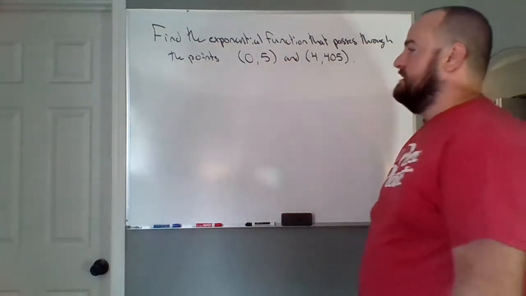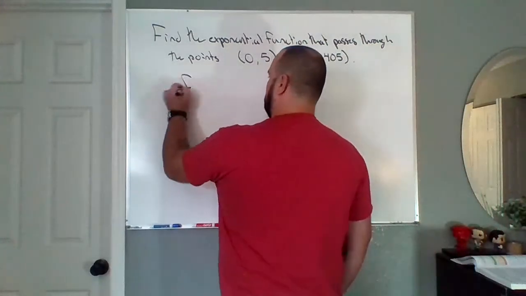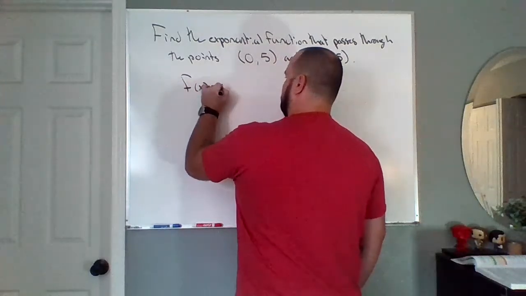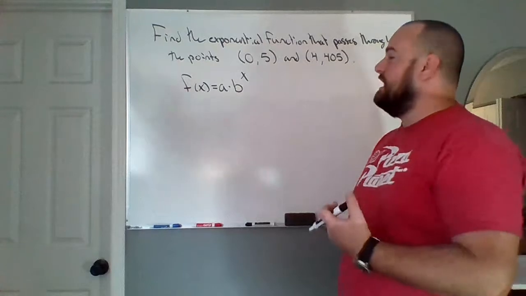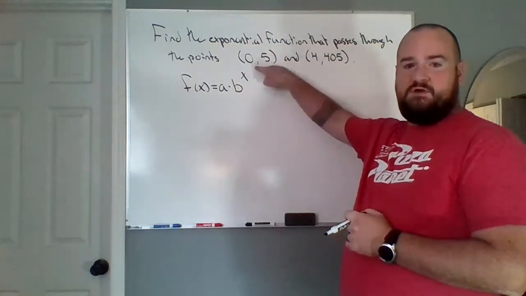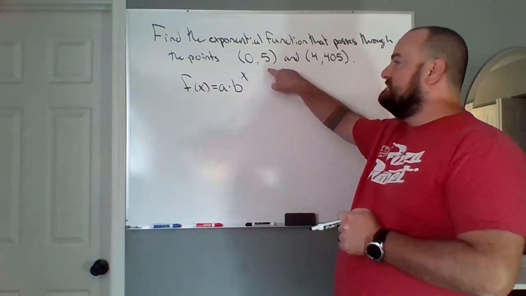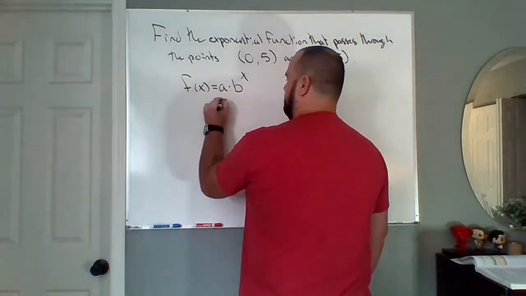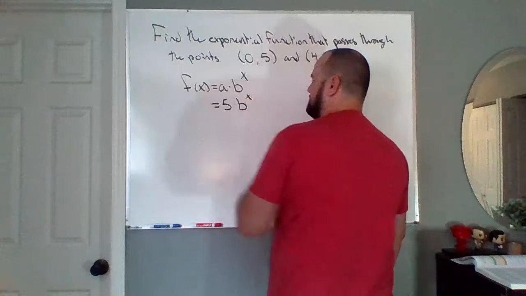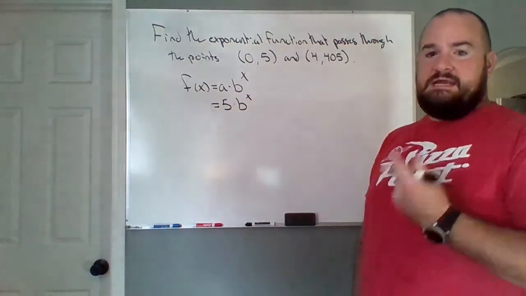So I want to find the exponential function. So that means I'm looking for something that looks like this. I know that when x is 0, y is 5, which means that my y-intercept is 5. So I know that this equation is going to be 5 times some b to the x. Now how do I find that b?